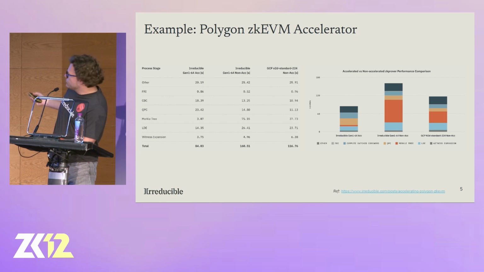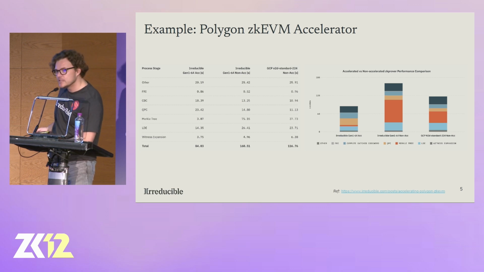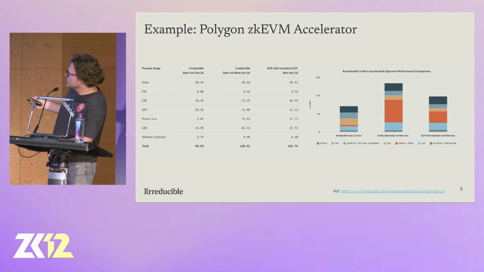And basically, this is the profile of execution of the ZK EVM on that machine. It's dominated by Merkle trees, hashing, and by LDE, which is really a bunch of NTTs which are happening during the low degree extension. And Irreducible takes this proof system for acceleration.